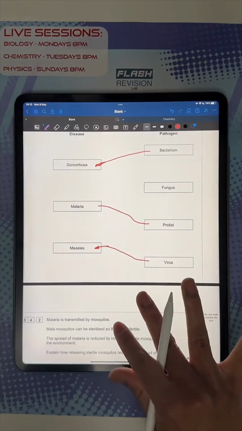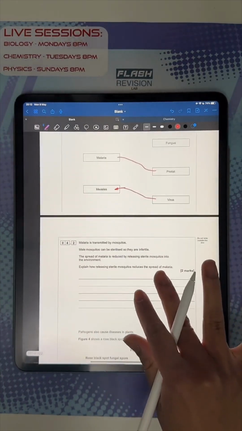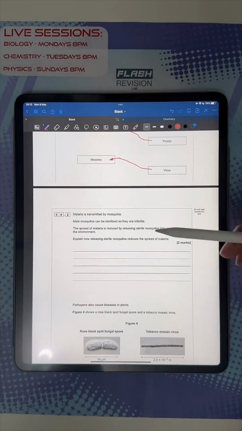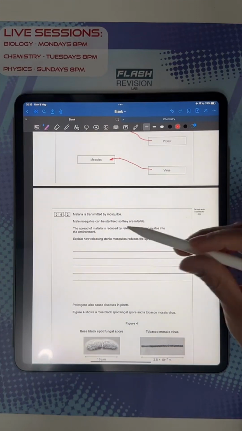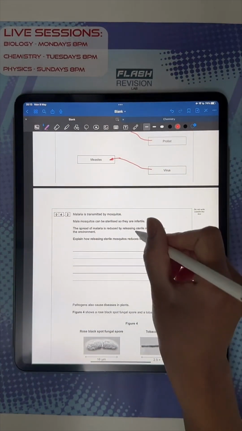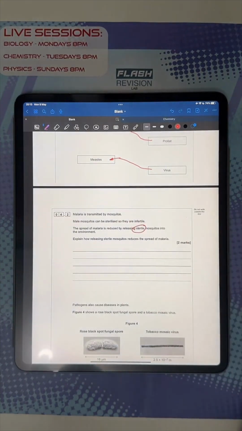Okay, let's get into the proper questions. Malaria is transmitted by mosquitoes. Male mosquitoes can be sterilized so that they're infertile. The spread of malaria is reduced by releasing sterile mosquitoes into the environment. Explain how releasing sterile mosquitoes reduces the spread of malaria. What does the word sterile mean? First of all, before we answer this, this is paper 1 for AQA. I'm not sure about Edexcel and OCR.